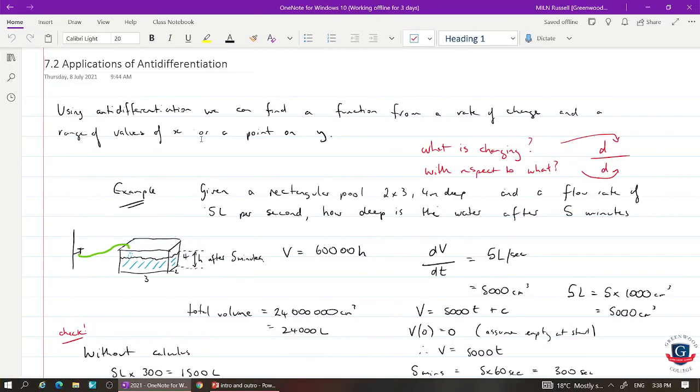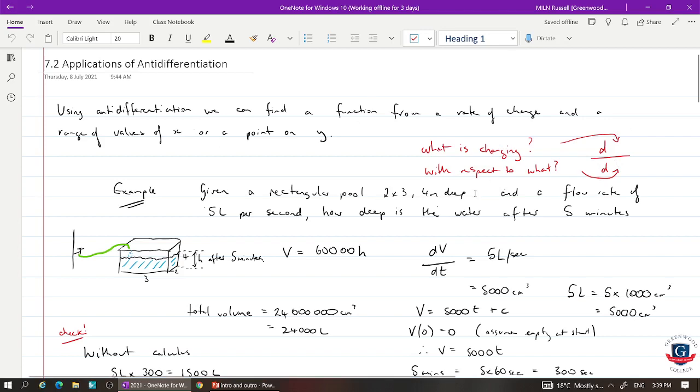Hi everybody, today we're looking at applications of antidifferentiation. Using antidifferentiation we can find a function from a rate of change and a range of values of x or a point on y. Okay, so what does that mean? Well, let's start with looking at what a derivative is. On the top we're talking about what's changing, and on the bottom we're talking about with respect to what.